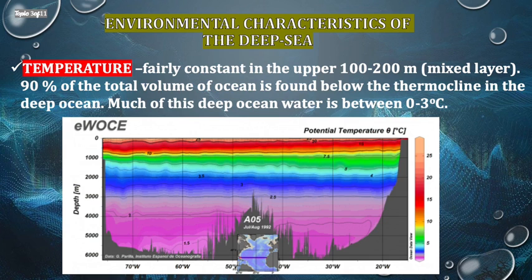You can see it from the bottom picture, the pink colored portion. The water where the temperature ranges from 0 to 3 degrees is actually within the mesopelagic zone all the way to the bottom of the ocean.